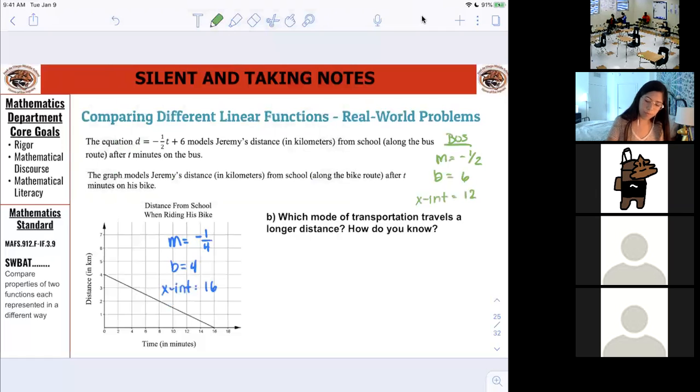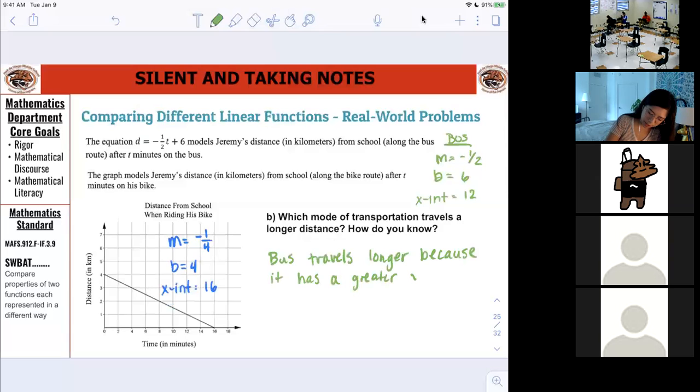The bus. The bus travels a longer distance. How do you know? Yeah, because it starts at 6, so it has more. So which value were you looking at? The slope, the y-intercept, or the x-intercept? The y-intercept. Good. It has a greater y-intercept. And what does the y-intercept represent?